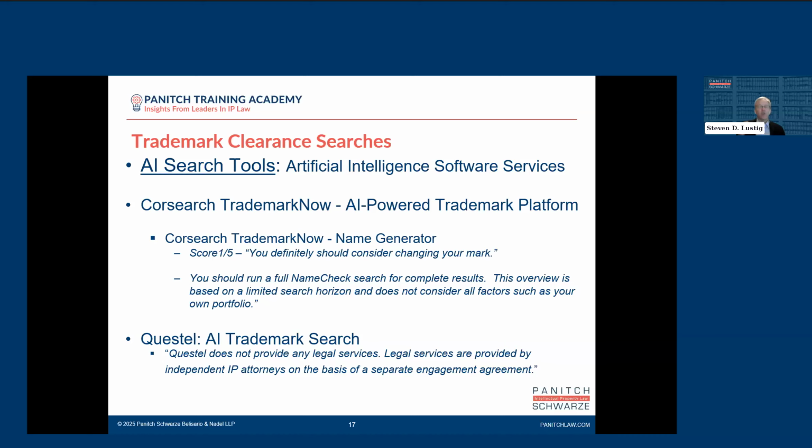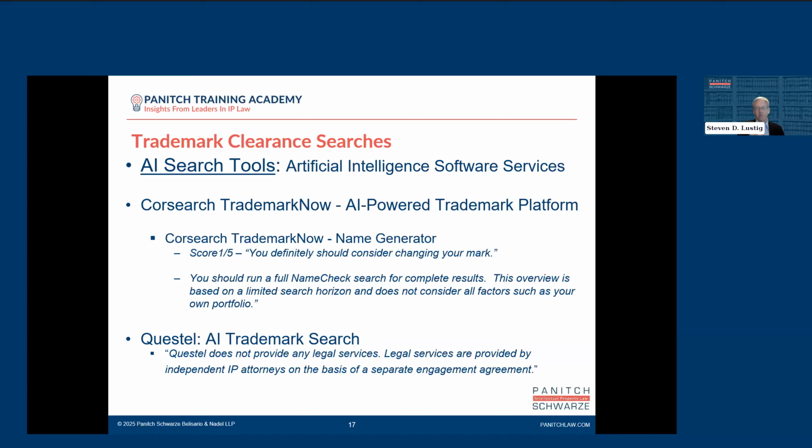Thanks. So you can do searches with AI tools, okay? But you kind of do that at your own peril. There are tools, I've given two examples here, and you'll notice that there are caveats when you do these things.